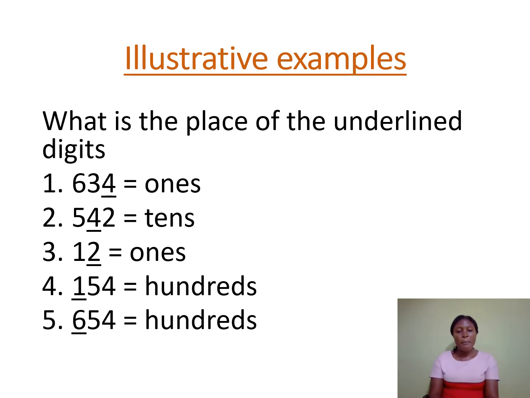We have the number 154. The underlined number or digit is 1. Now after 1, we have 2 more digits coming after it. When these 2 digits are added to the 1, it makes it 3.